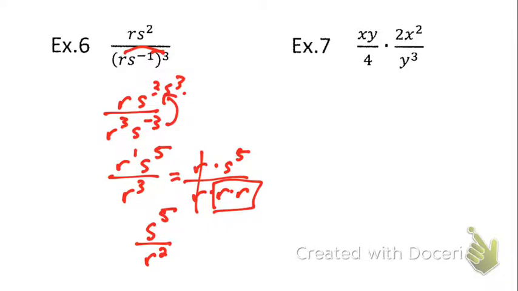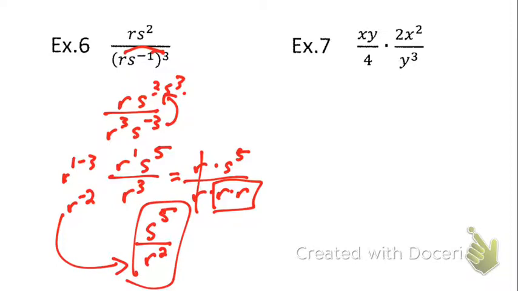Now, another way to do that is taking r and then say, oh, well, it's 1 minus 3. So it'd be r to the negative second. Well, if it has a negative exponent, it has to go to the bottom. That's where it ended up. So that's why that is the correct answer there.